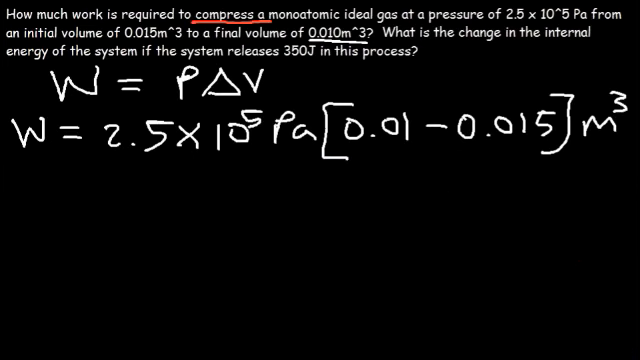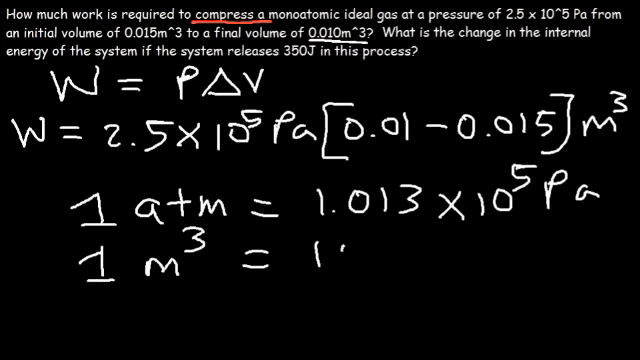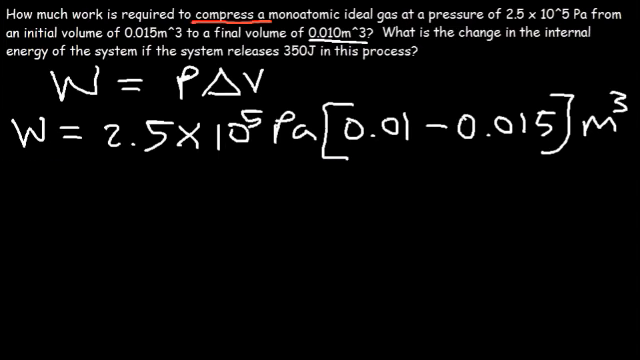Now for those of you who want to convert atm into pascals and liters into cubic meters, here are the conversion factors that you need to know. 1 atm, 1 atmospheric pressure, is equal to 1.013 times 10 to the 5 pascals. And 1 cubic meter is equal to 1,000 liters. So you may or may not need those conversions, but you have them now just in case they ever become important in the future.